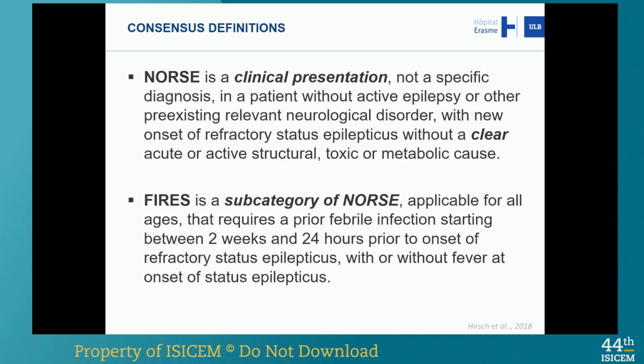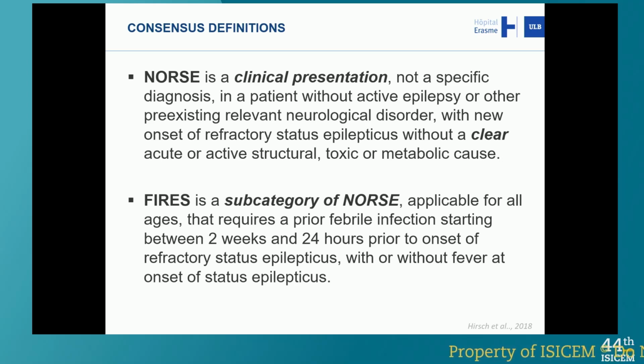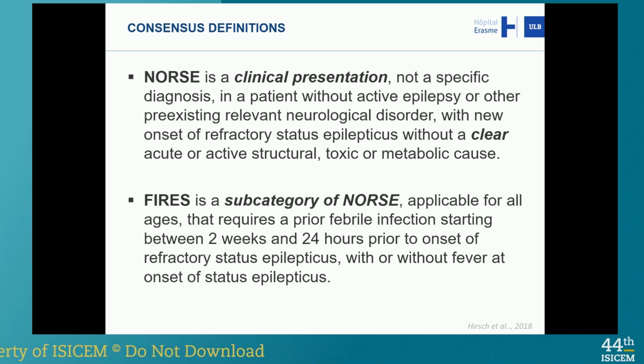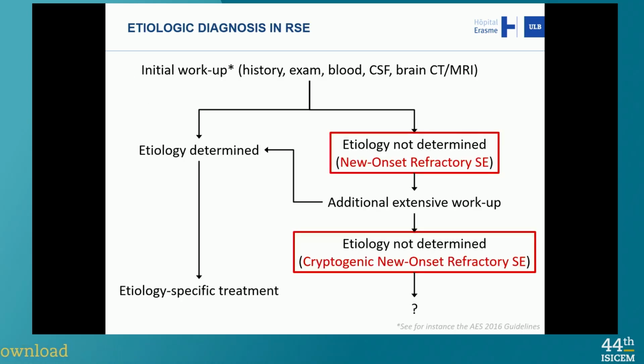So what's NORSE? Well, NORSE is a clinical presentation, right? It's not a disease per se. It's just a clinical presentation. Someone with acute onset of refractory status epilepticus and no history of active epilepsy, no relevant neurological history, and no evidence of an acute etiology identified within the first 24, 48 hours, which is usually the time you need to get your HSV1 PCR back from the lab. And then there is this subcategory of NORSE, which is called FIRES, febrile infection-related epilepsy syndrome. It's actually a subtype of NORSE that's preceded by a febrile episode, a couple days up to a couple weeks before the onset of seizure, right?